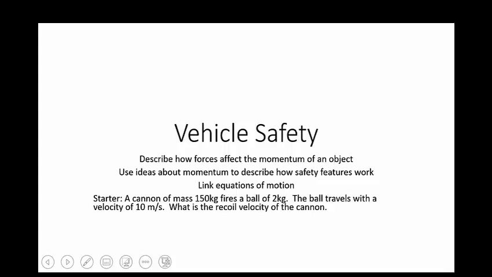Okay, in this video we're looking at vehicle safety. Pause for a moment, have a go at the starter, and then we'll carry on.